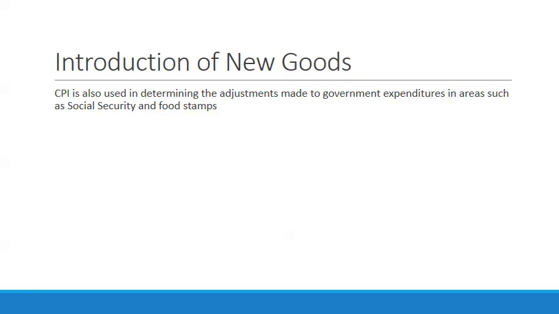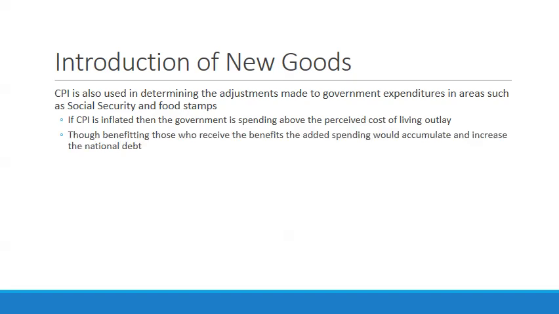And CPI is also used in determining adjustments made to government expenditures in areas such as Social Security and food stamps. So if CPI is inflated here, the government is spending above the perceived cost of living outlay. Now, while it would benefit those who receive the benefits, you can imagine the added spending would accumulate and increase the national debt. So if inflation rates are inflated, it is benefiting those individuals who are receiving the payments. But in actuality, over time, it's an accumulation of debt, and it's an accumulation of spending that doesn't necessarily need to take place.